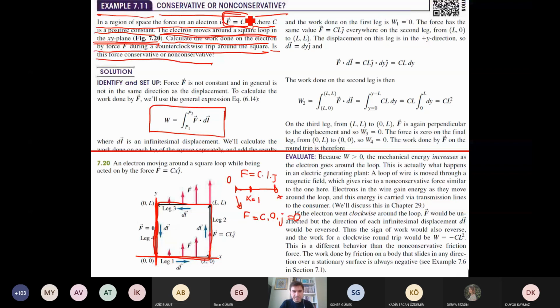So if X is equal to 2, then force can be written C times 2 times J. Okay, so force changes. Force is not constant. It is non-constant force, but I don't know whether it is conservative or non-conservative. I will look for this one.